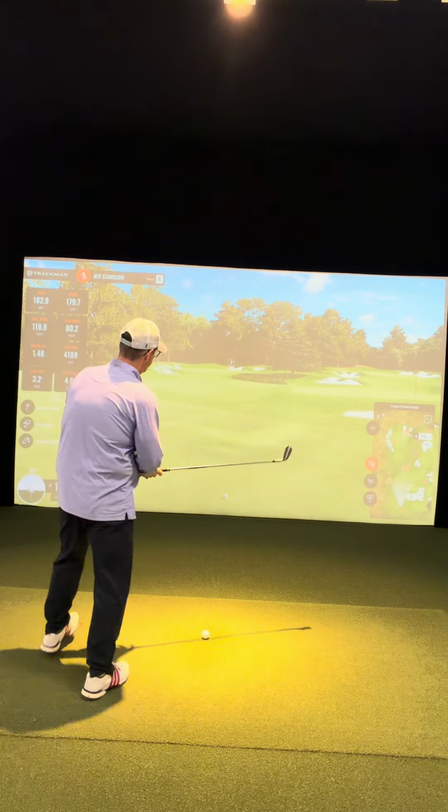Inside the club here at Avila in our simulator. Going to hit some balls, and my guy Trey is going to talk with you a little bit about what some of the data points mean and give you some good information. So, all right, hit a couple balls, and then we'll go over some data points.